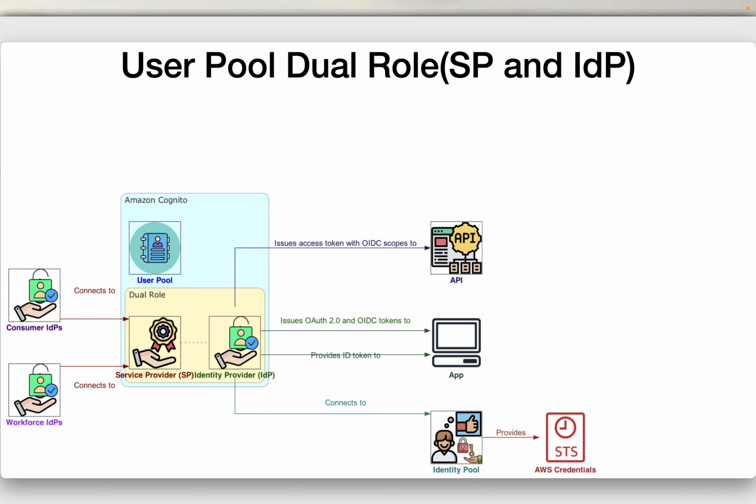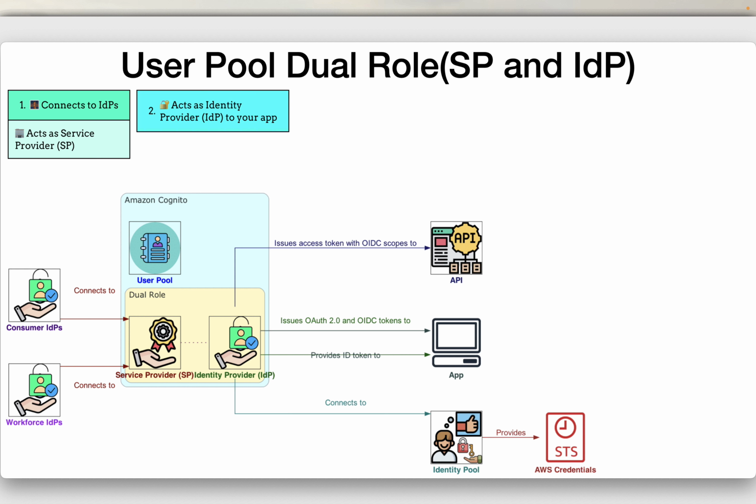Okay, a user pool can also have a dual role as a service provider and identity provider. An Amazon Cognito user pool can fulfill a dual role, both as a service provider. A service provider will basically provide the service to some other identity provider, to your IDPs, and it can just serve as a service provider, like an authorization based mechanism, or you can add an IDP to your app, so it can work as an IDP to your consuming application.